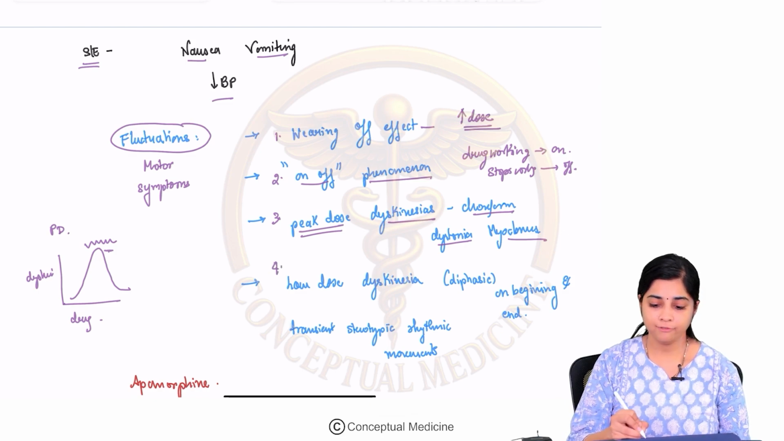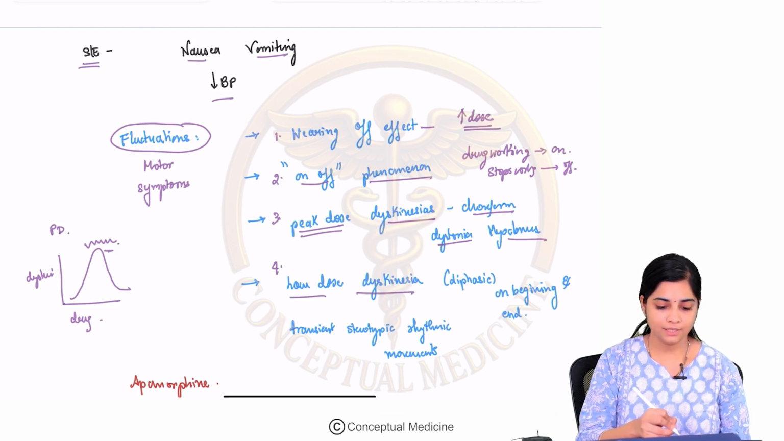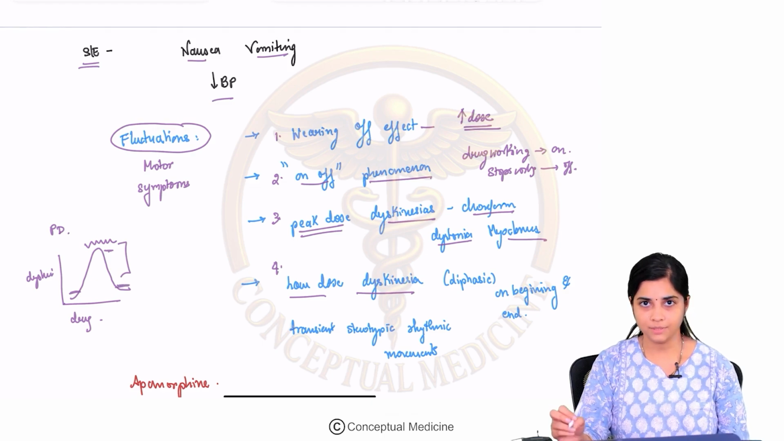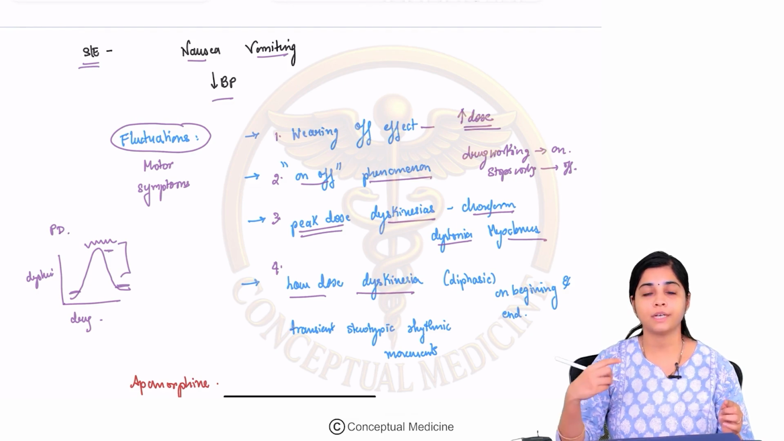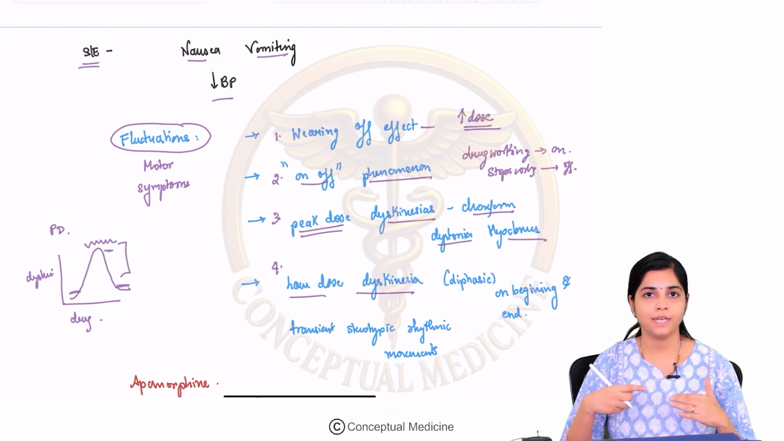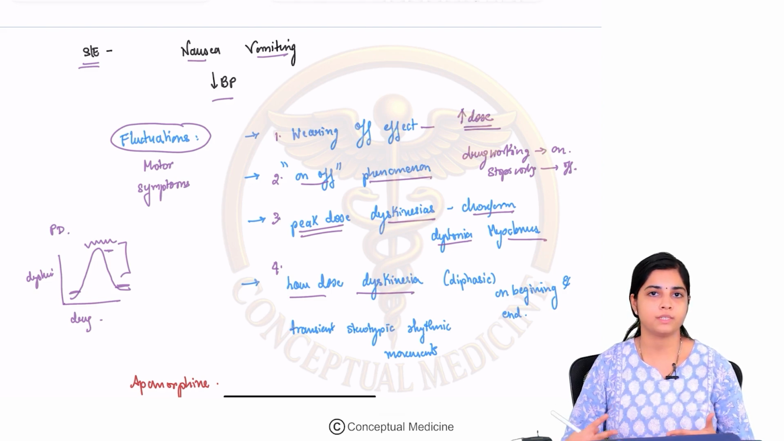You can have low dose dyskinesia as well. Okay, low dose dyskinesia means that the drug level has not yet reached its peak. It's somewhere here or here. That means in the stages where the drug begins to act or ends to act, right? So now I have taken the drug, immediately I am having a dyskinesia. This is a low dose dyskinesia.